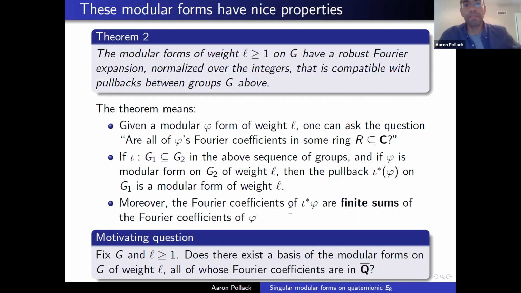So the motivating question for me, once you have this robust Fourier expansion, is: does there exist a basis of modular forms on G of weight L for which all the Fourier coefficients are in Q bar? If you have a group with Hermitian structure and you look at the holomorphic modular forms, then the analogous question is true, but the proof is algebro-geometric in nature. Here, there's no obvious algebraic geometry, but there's still this Fourier expansion. So this is, to me, the motivating question.